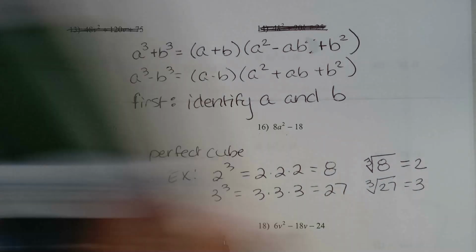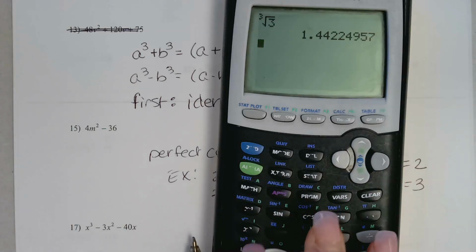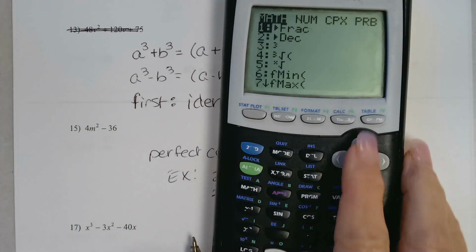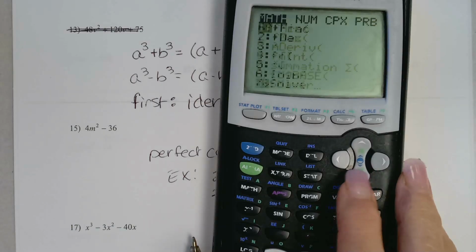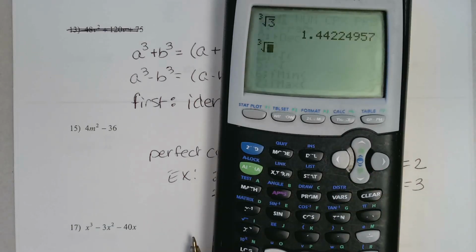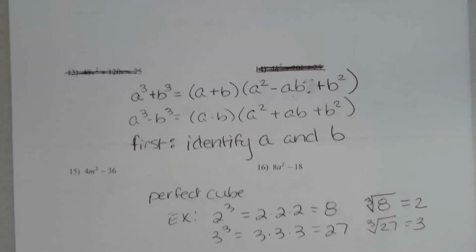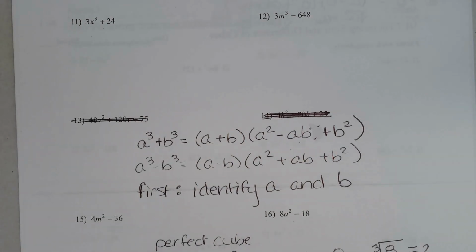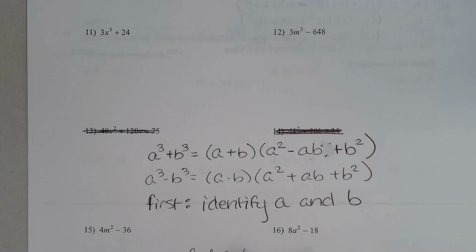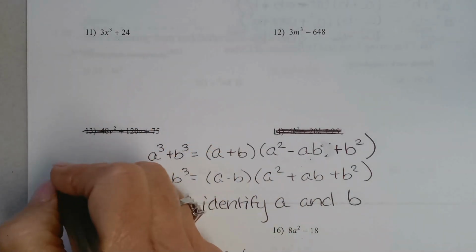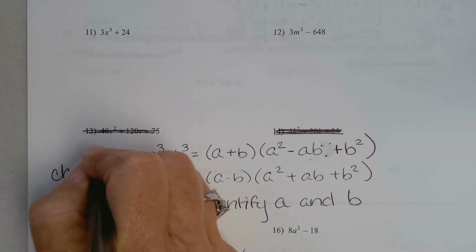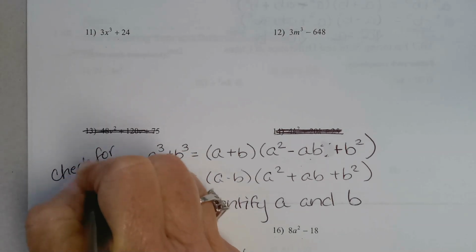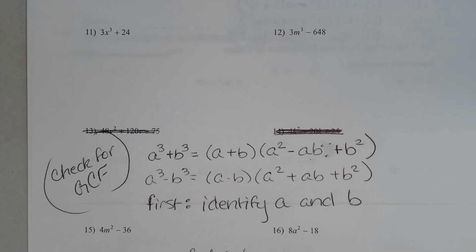And if I were to put the cube root in my calculator, math, go, oops, and I didn't want to go up. There we go, right here. And if I were to type in 27, I would get the root of 3. Okay, well, these aren't perfect cubes, but they do have a greatest common factor. So the first thing before you ever get started is check for a GCF. Check for a GCF every single time you're getting ready to factor.